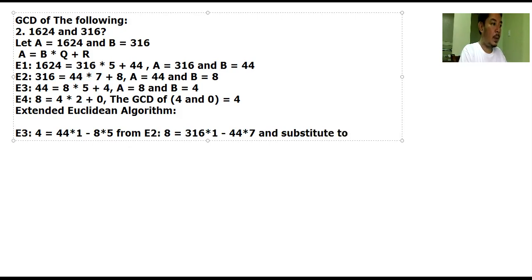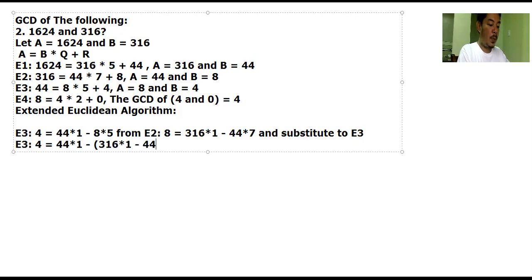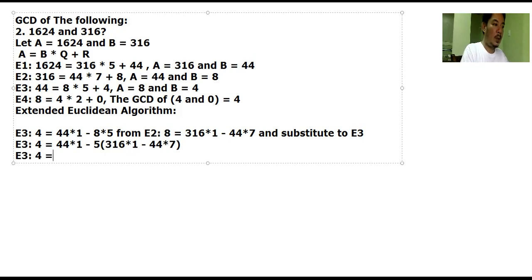And substitute to E3. Ganun po. So magiging E3 na natin is equal to 4 is equal to 44 asterisk 1 minus ano yung 8? Ano yung 8 is 316 asterisk 1 minus 44 asterisk 7. Yun po. Times, dito na lang natin ilagay, 5. So magiging, simplify natin. So, E3 is equals to 4 is equals to 44 asterisk 1.